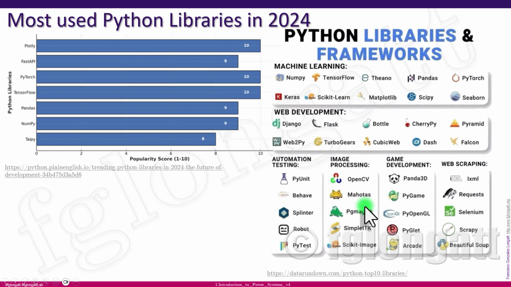So here on the right-hand side, you can see that there are many libraries for machine learning. You can see that NumPy can be used, TensorFlow, here PyTorch, here SciPy, here Keras, and also one that is quite used, that is Scikit. If you are developing websites, well, probably Django is one of the most used, but also Flask. And here there are more libraries. There are some other libraries for automation, image processing, game development, and web scraping.